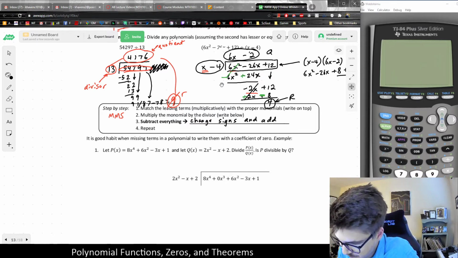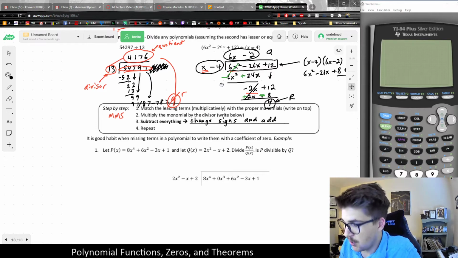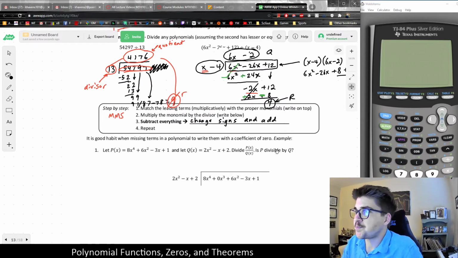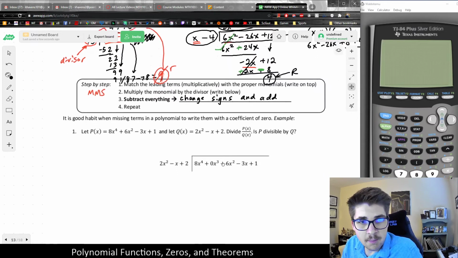So let's say we wanted to take the polynomial that you can see from the packet, 8x to the fourth plus 6x squared minus 3x plus 1, and we wanted to divide it by the second polynomial, 2x squared minus x plus 2. It says divide it, and lastly it says, is p divisible by q? So that's a question we can answer after we're done once we find the remainder. So we'll know at the end. And notice that I have the setup already there in the packet for you.